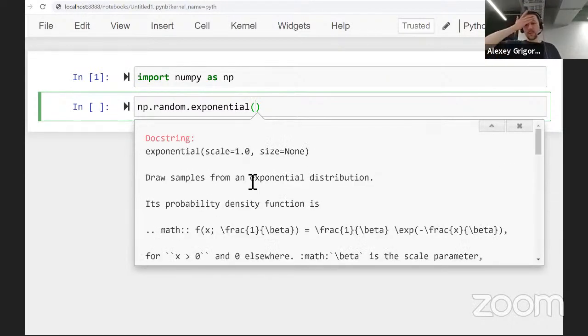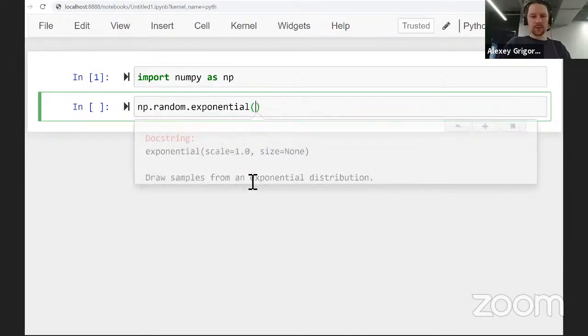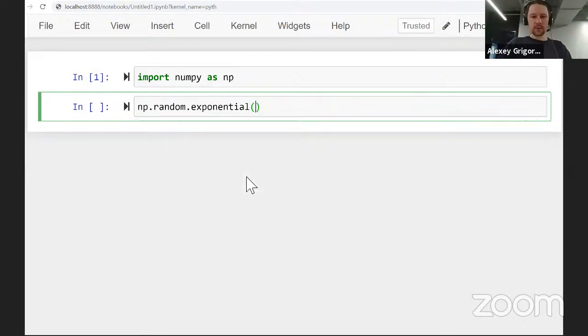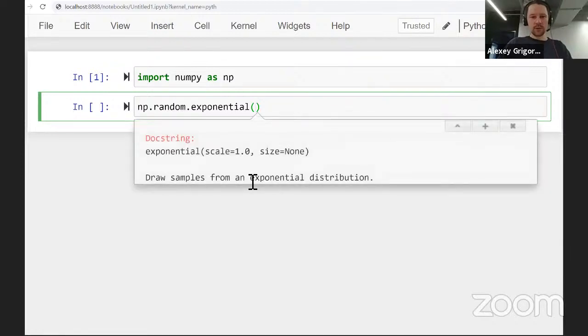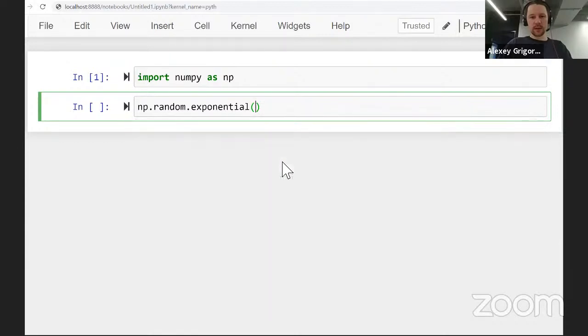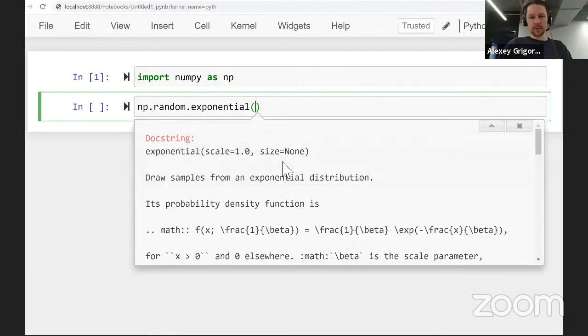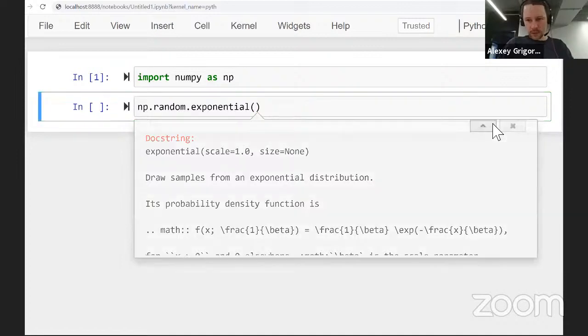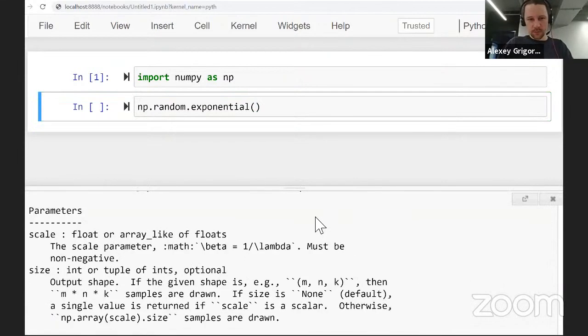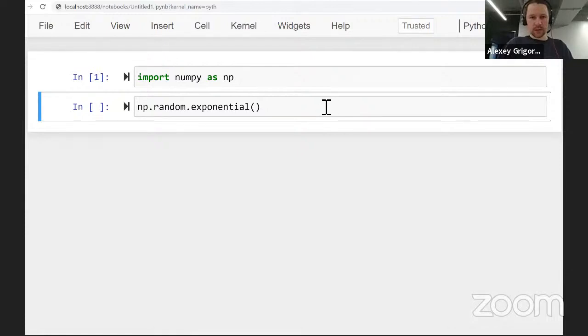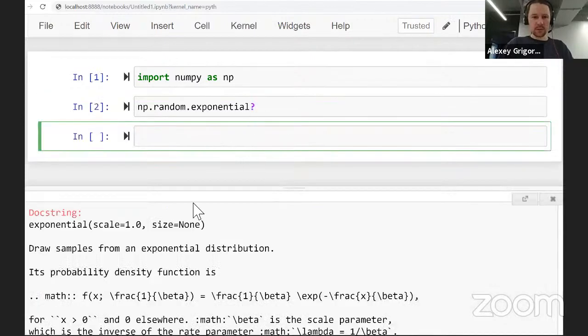Funny thing is, I don't even realize that I do this. I have this muscle memory. That's why I wasn't saying this out loud. So now you know how to do this. You just go there and do Shift Tab. If you do Shift Tab only once, you will have a small thing. If you do it twice, it will expand, right? And then I think this puts it here. The other thing you can do is put a question mark here, and it will also show a docstring.